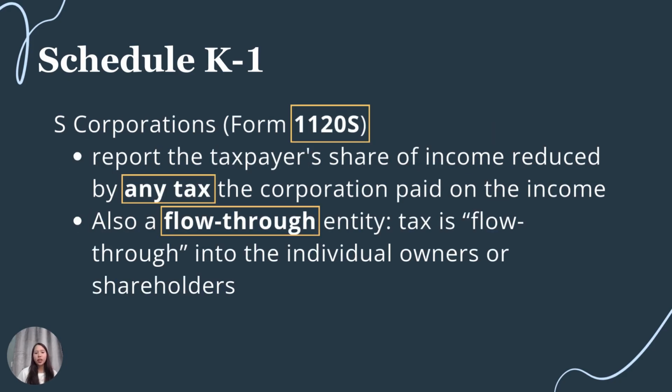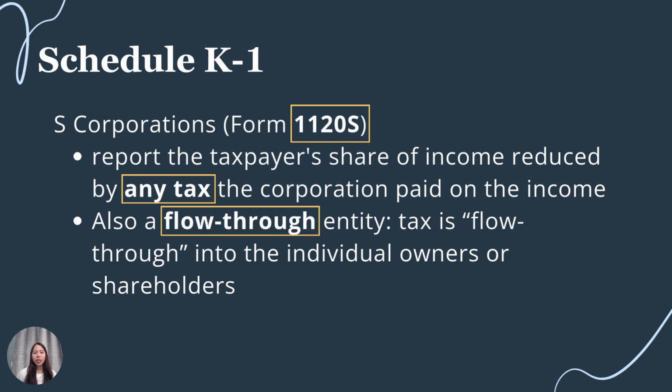So the first type of K-1 schedule that we're going to be going over is Schedule K-1 for S corporations. And these are reported in conjunction with Form 1120S. And 1120S reports the taxpayer's share of income reduced by any tax the corporation paid on the income.